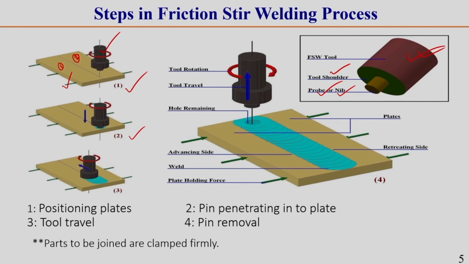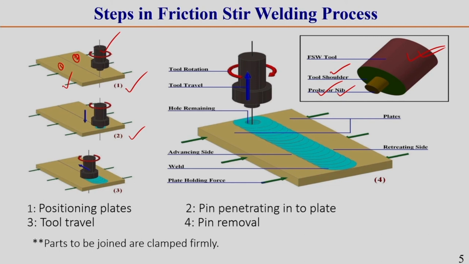Here one thing you just keep in mind: in the FSW tool there is a bigger diameter component and a smaller diameter or smaller size component. The bigger diameter part is called the FSW tool shoulder, and the smaller size or smaller diameter part is called the tool pin or nib, which is generally inserted inside the workpiece. How that is done, I will also discuss here.